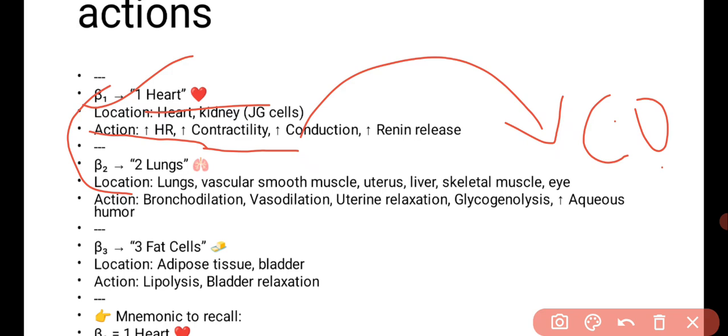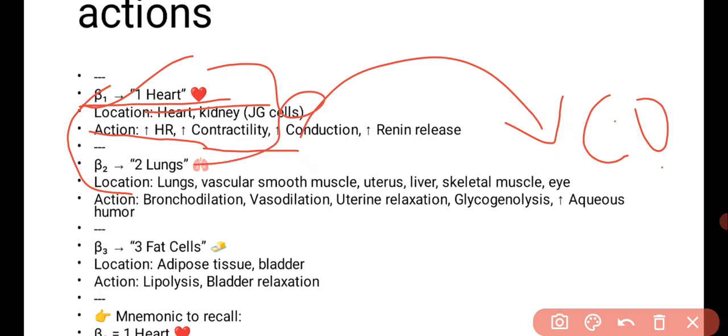But because different types of beta blockers are available, they may elicit different properties. For example, when we use selective beta 1 blockers, they only reduce the heart rate and they only reduce the fluid retention. So they do not have any other effects.